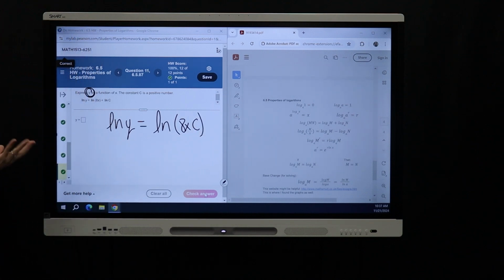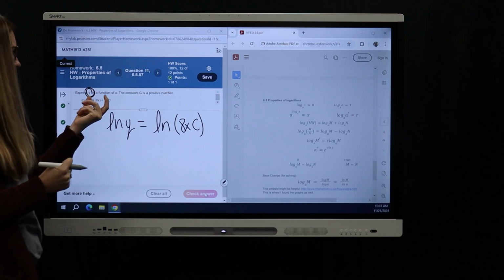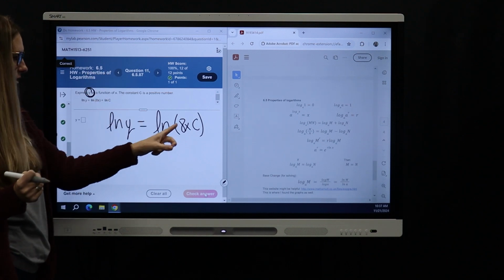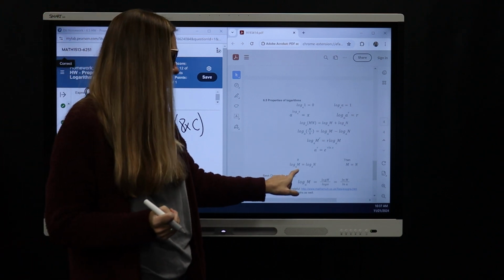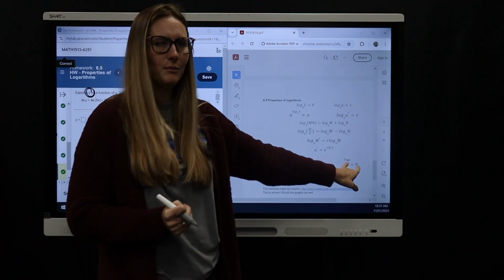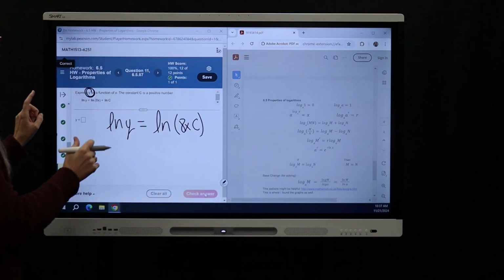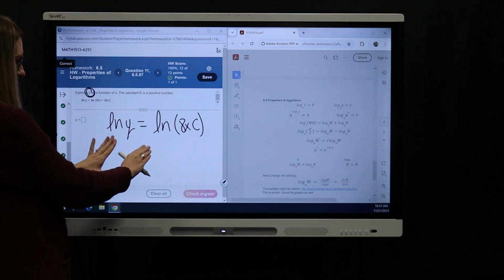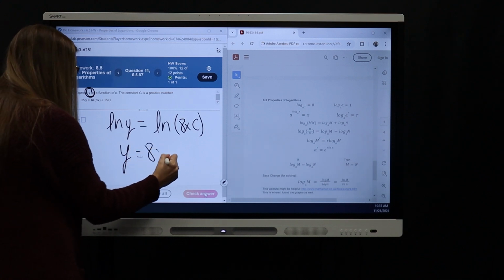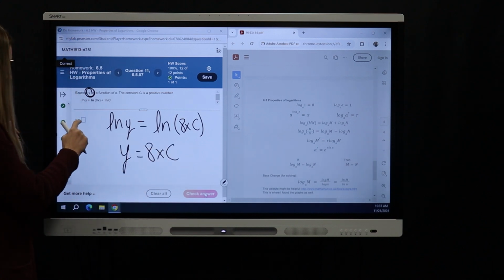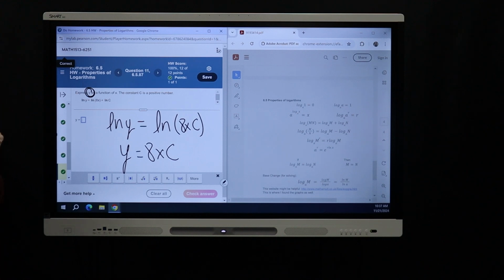So I did the reverse of what we've been doing. So instead of breaking it apart to addition, I put them together in multiplication. And then the rule here says that if the logs and the bases are the same, then m equals n. So since they're both natural logs, the bases are the natural number, y equals 8xc. So I'm going to type in 8xc.